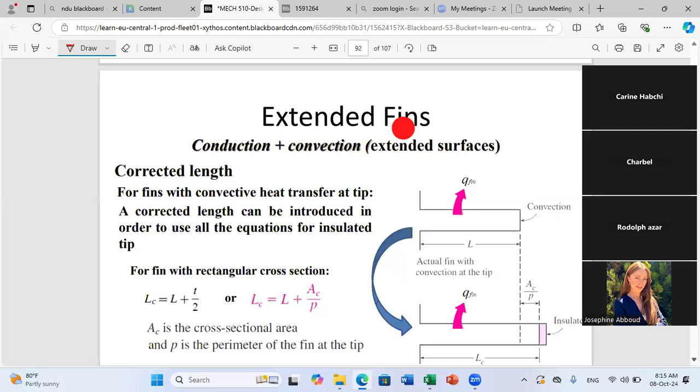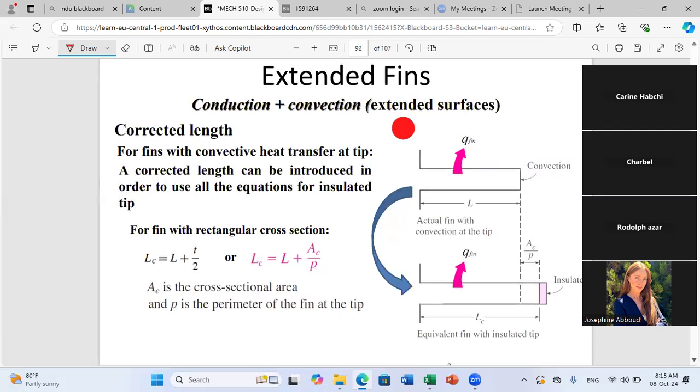Okay. Now, we have seen together that in general we have a simple solution when we have an adiabatic end of the fin. So that's why we'll do a small correction of the lengths in order to be able to use this condition. What do we mean by this? For example, let us consider the following fin, and this fin is not insulated at x equal L.